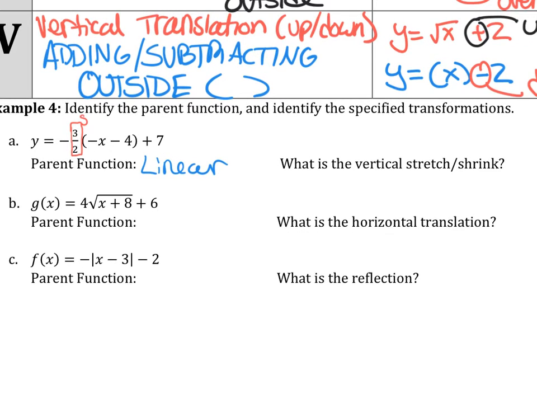So since 3 over 2 is greater than 1, this would be a vertical stretch by 3 over 2. Okay, so you got to be careful, even though it is a fraction, that fraction is bigger than 1, which would make it a stretch.